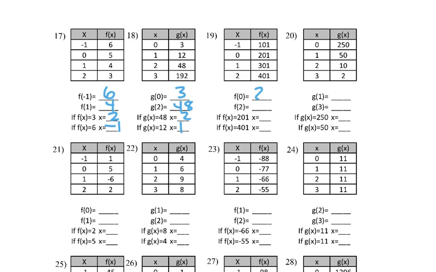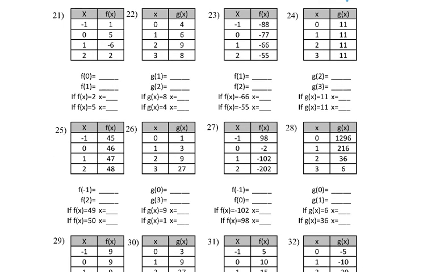f of 0 would be 201, f of 2 would be 401, f of x equals 201 is back to 0, 401 back to 2. And g of 1 would be 50. Input of 3 gives us an output of 2. Output of 2, 50. Input of 0, output of 50. 250 is 0. 50 is 1. Okay.